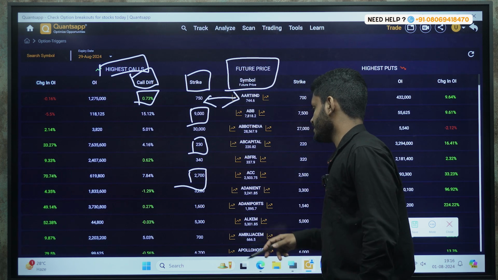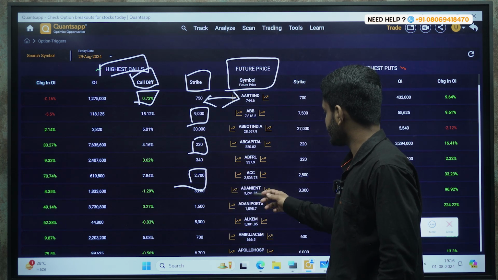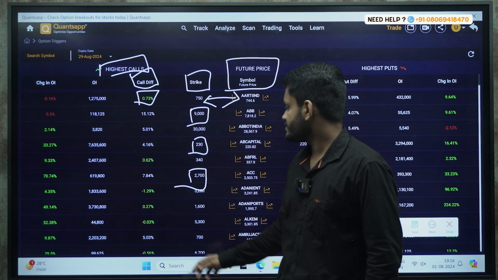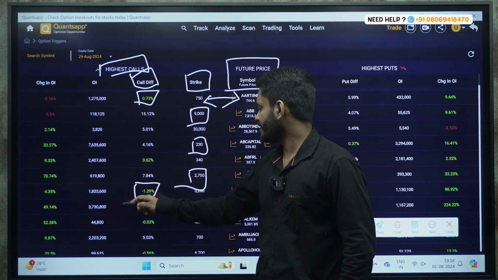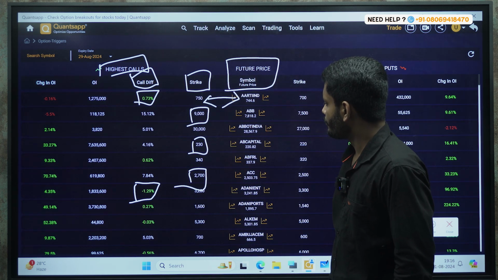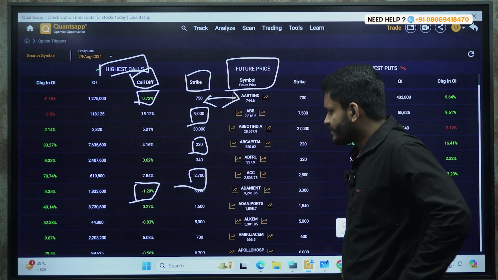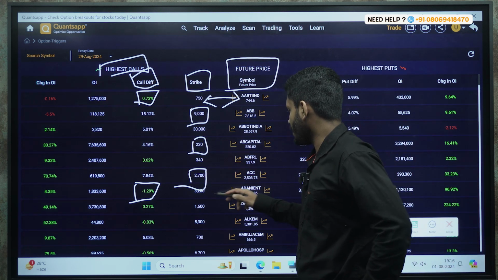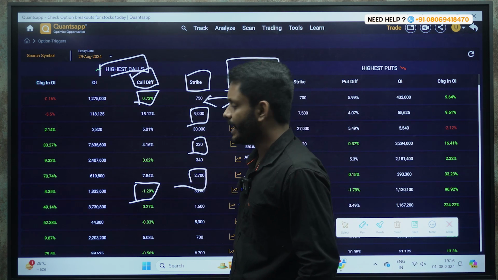Adani Enterprise, if you see, the resistance is 3200 and the current price is 3241. That is why the resultant figure here is negative, that is negative 1.29%. That means the stock has already broken the resistance. The stock is trading above the resistance, and that is why it is negative.